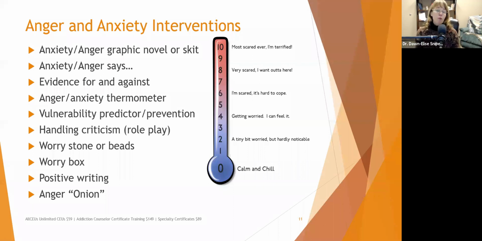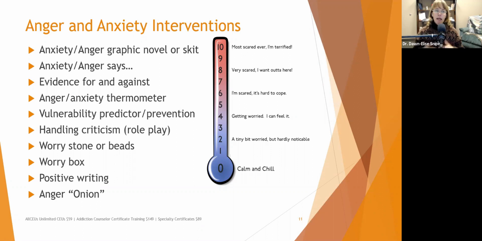And a lot of times when we work with a worry box, there's that second step. After you put your worry in the box, what do you do? How do you switch gears to not worrying? And it's important for clients to make a plan for how they're going to do that.